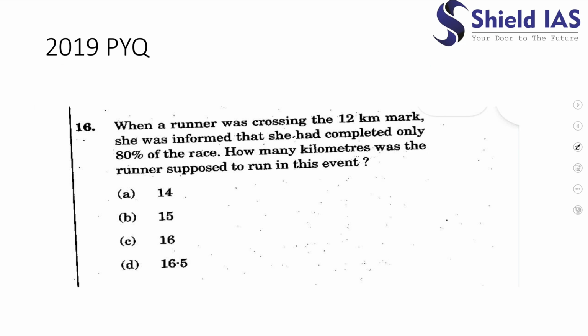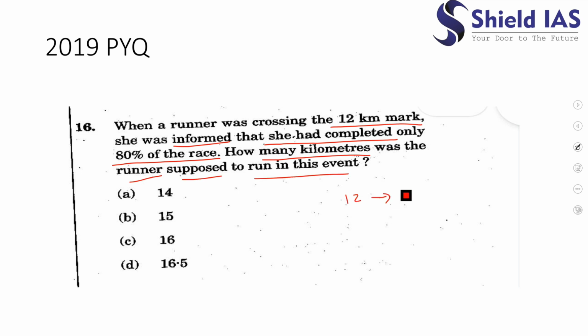Now this is the next question. It says when a runner was crossing the 12-kilometer mark, she was informed that she had completed only 80% of the race. How many kilometers was the runner supposed to run in this event?